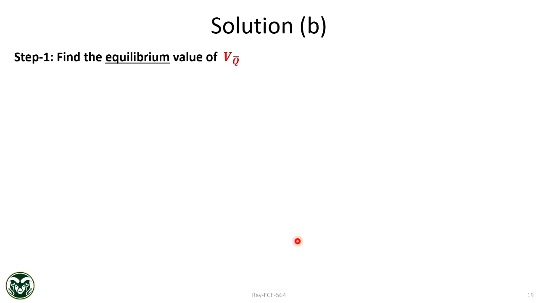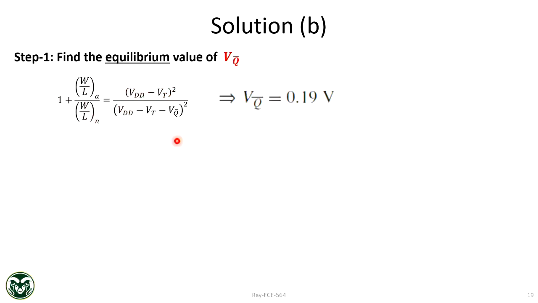For B, you have to find VQ bar. For A, it was because we just solved question number 1 that we know it; we can plug it in. But for B, you have to use this equation. This is your starting point. You find out what VQ bar is given the W by L ratio. W by L ratio is 1 plus 1, equal to these numbers. So VQ bar comes around 0.19 in this case. It will be lower than 0.35 because this is more like a safe design.